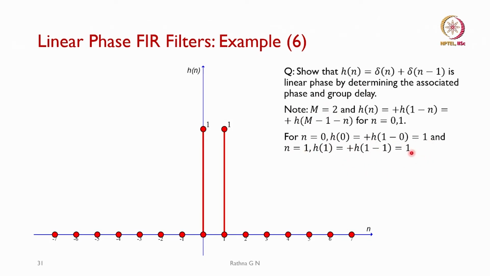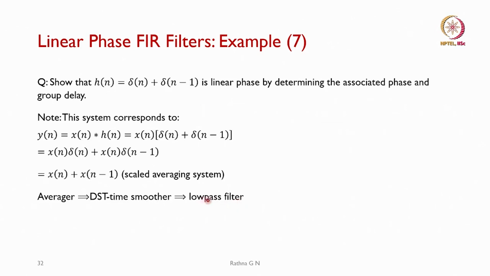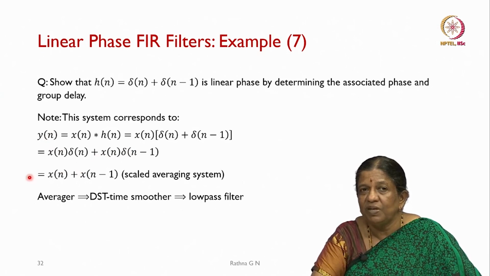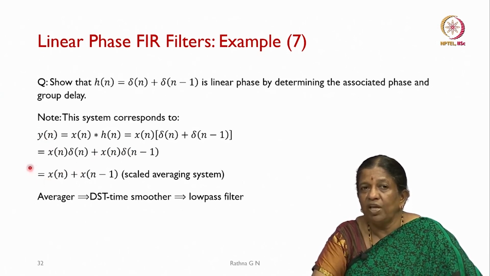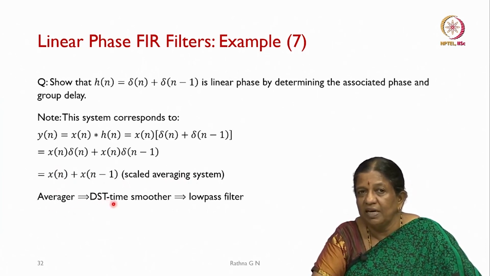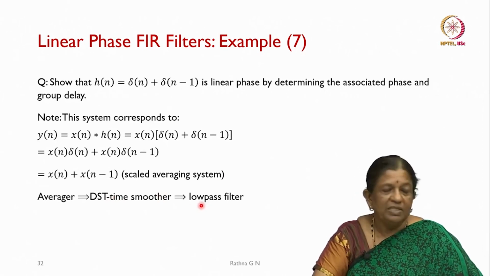it is h of 0, which is also 1. So, you will be seeing that both of them are 1, and you are supposed to show whether it is a linear phase filter. As you can see, when you give delta n as input, y of n is nothing but, because we have an impulse response delta n plus delta n minus 1, equal to 1. So, the output y of n will be equal to x of n plus x of n minus 1. It is the scaled averaging system, as we call it. The averager is also represented as a discrete time smoother, and we call it a low pass filter.